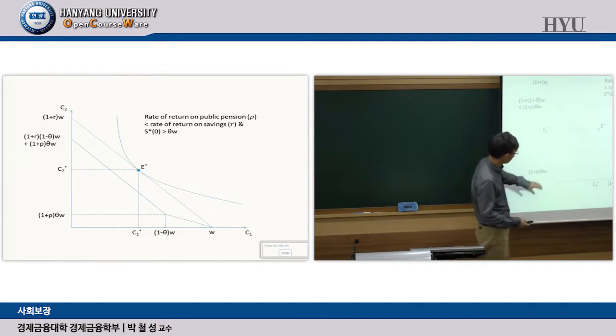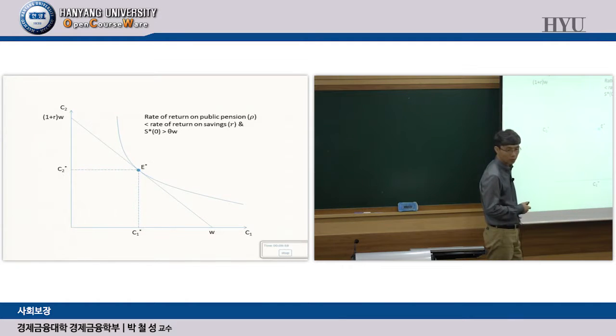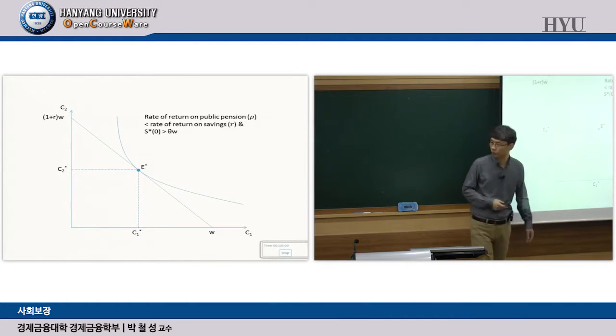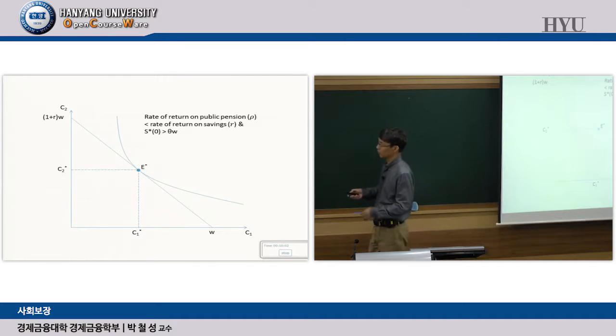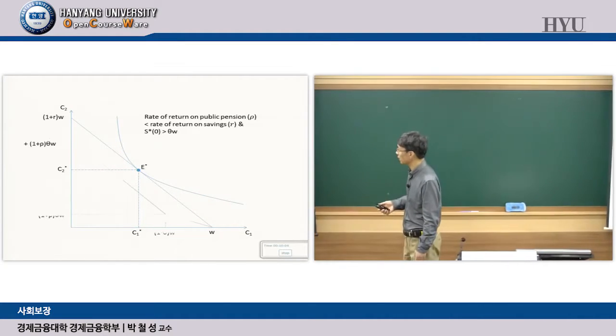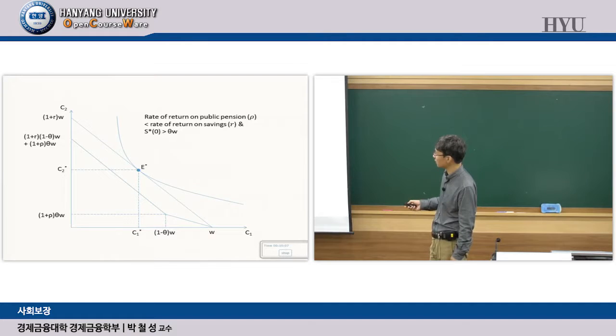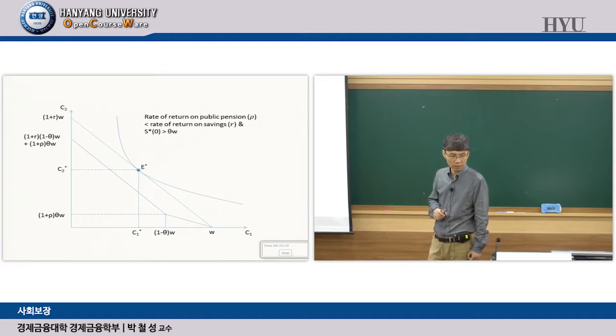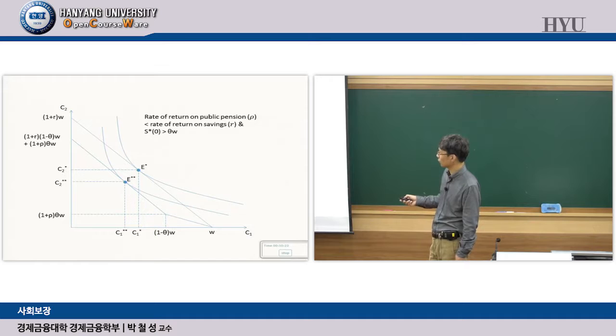Now, let's look at this individual. This individual is obviously a saver. So if R equals rho, then this individual will not change anything. But in this case, what you can see here is that now this individual is facing a budget line which is lower than this line. So this individual cannot actually attain the point E star. This individual will actually choose, for example, to have E2 star.